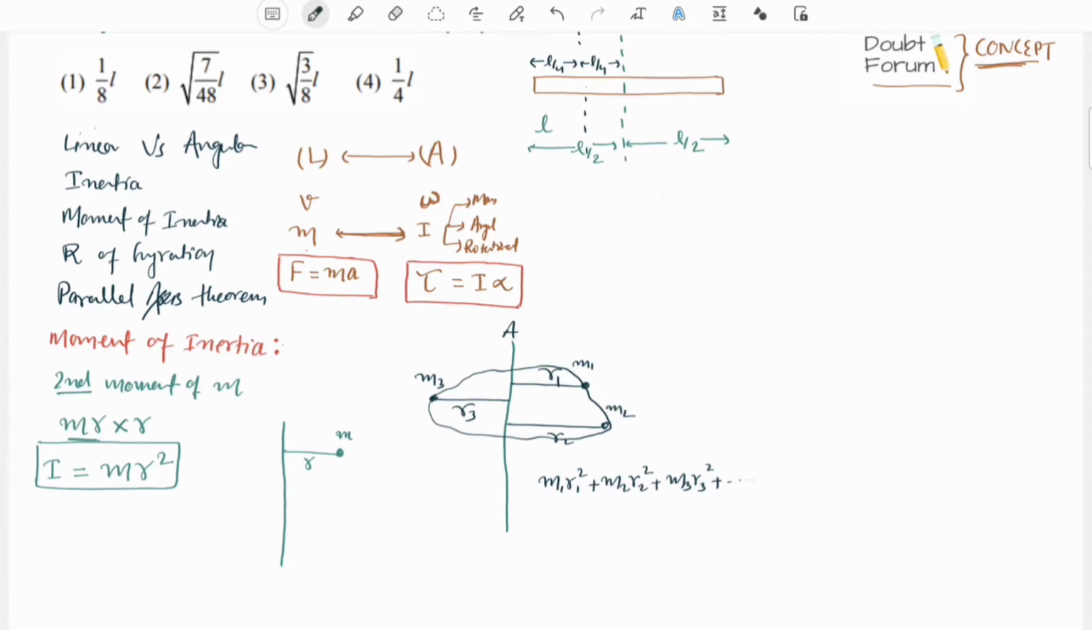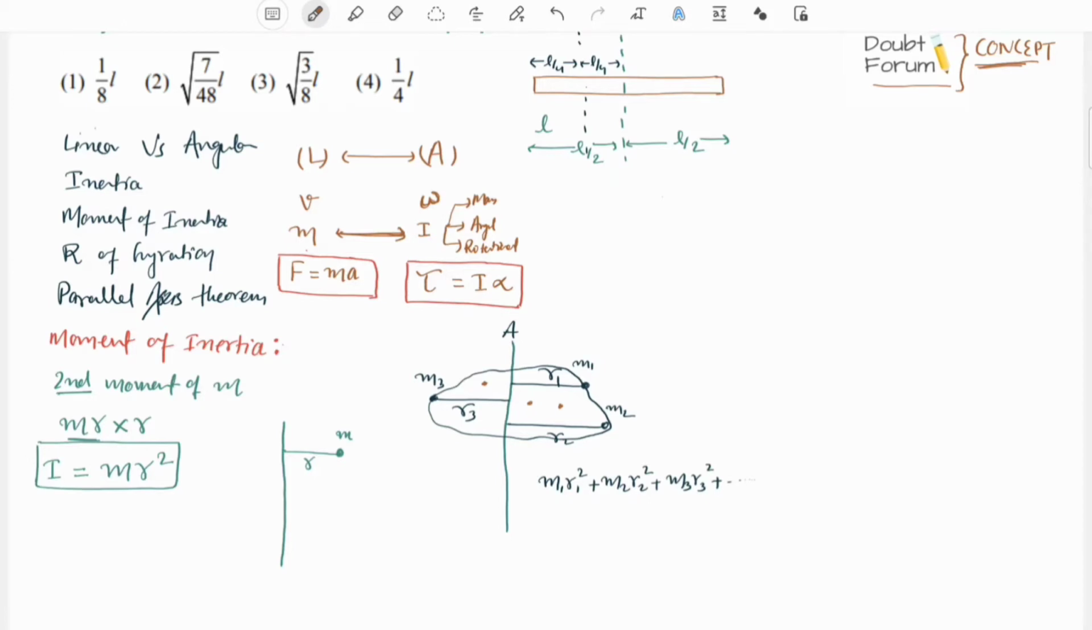Now, practically, is it possible? No, because every body has an infinite number of particles located at different distances. So we can probably not calculate moment of inertia for any random shape. So we have to take help of integration. This way we can derive the moment of inertia formulae for standard symmetrical shapes.